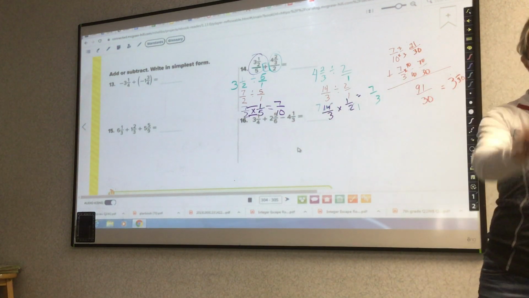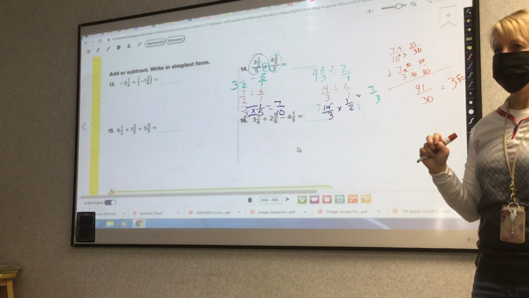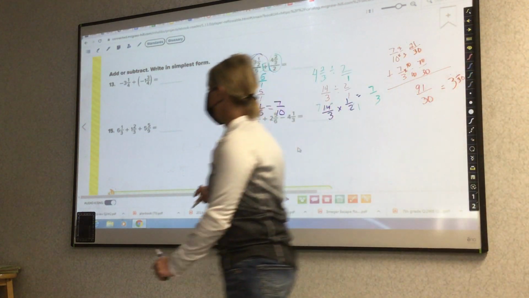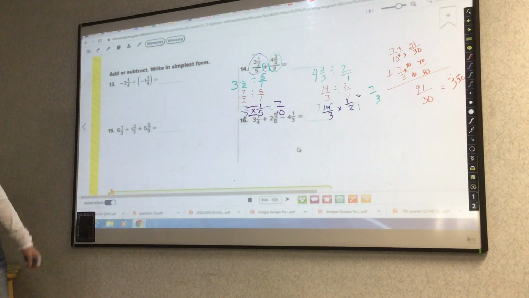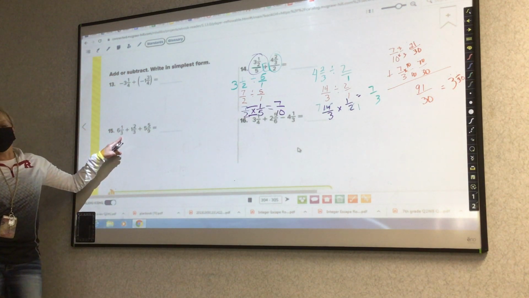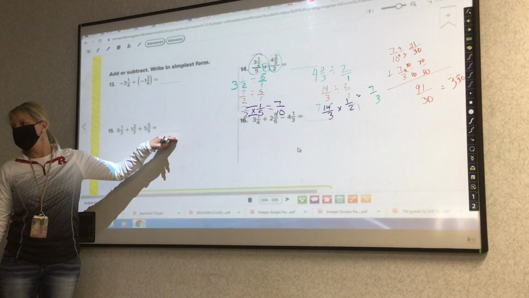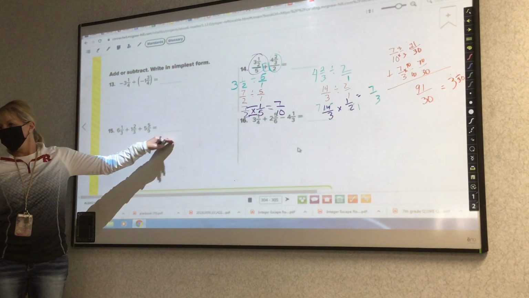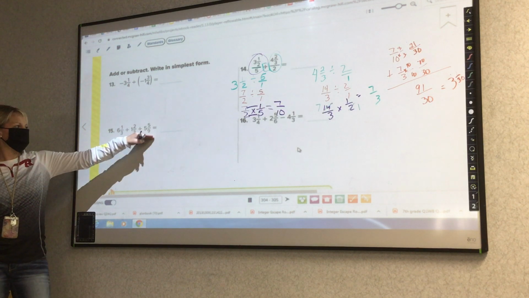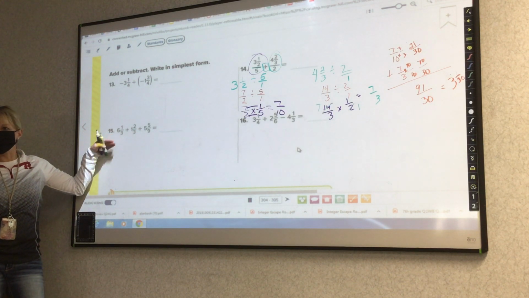I'm going to do 2 more. I forgot. Okay, 15. Now, because I wanted to show you the examples when you're adding 3 fractions. First, look at fractions that have common denominators. When I'm adding, I can add in any order.